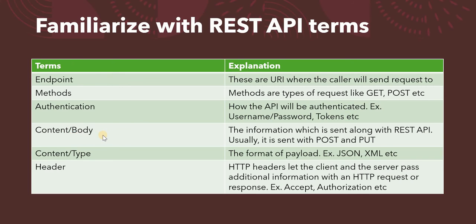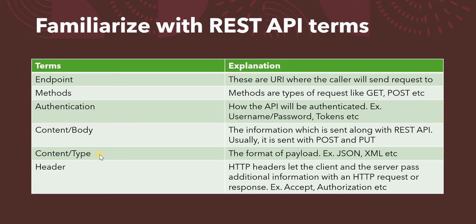Then comes content body. So the information which is being sent along with the REST API when you are trying to send some information through your endpoint or through your API, whatever information you are sending, that is called the content or the body. Usually it is sent with POST and PUT. Why is it sent with POST and PUT? Because you are trying to insert data, so you need to send what we have to insert, or if you have to update data, what you are trying to update.